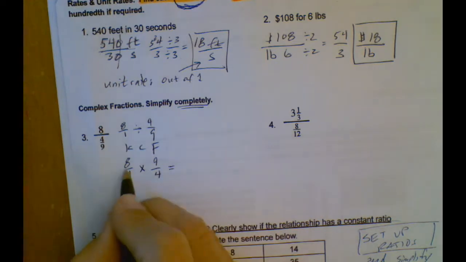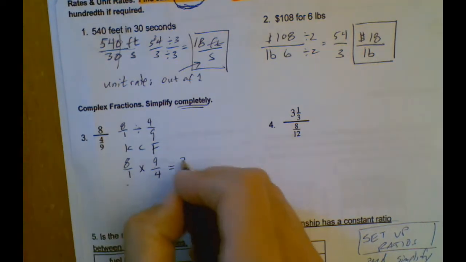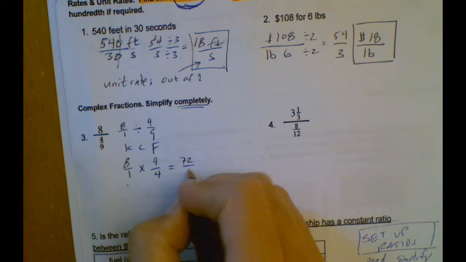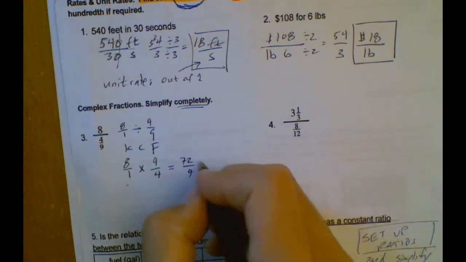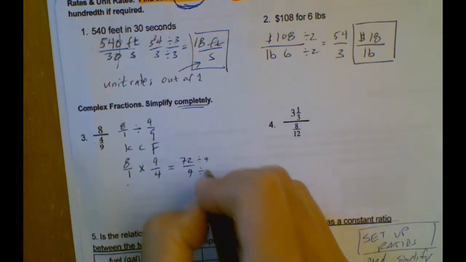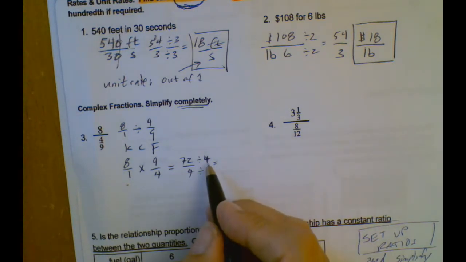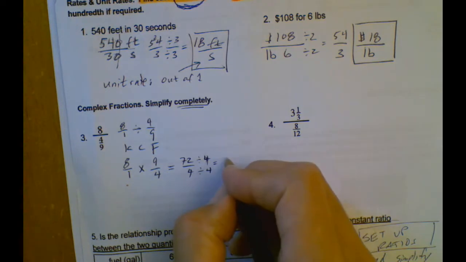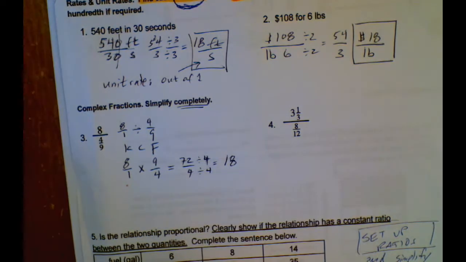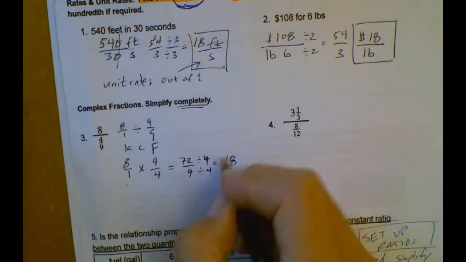So I could just multiply across, go 8 times 9 is 72, 1 times 4 is 4. And if I divide top and bottom by 4, yeah, both of these are divisible by 4. I'm going to have half of 72 is 36. Half of that is 18 again. So 18. So my answer is 18.